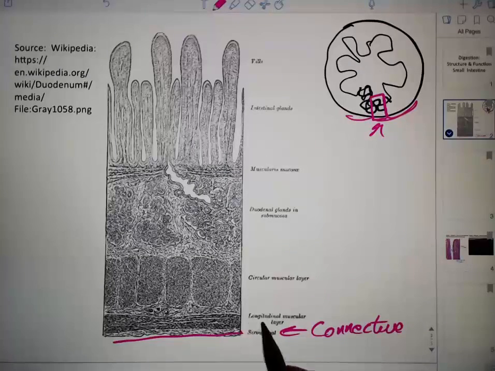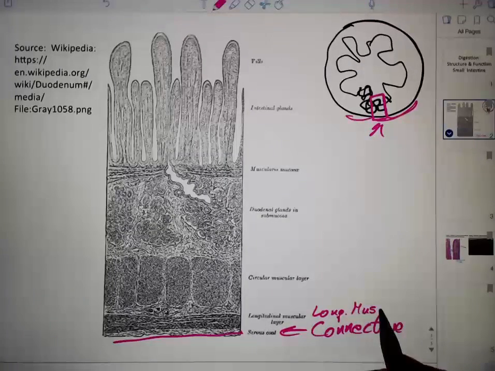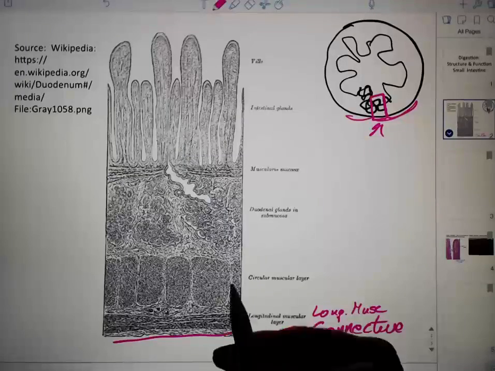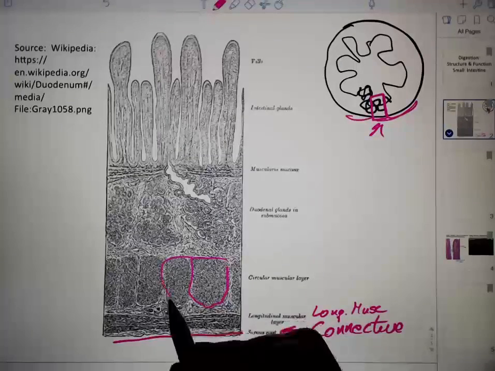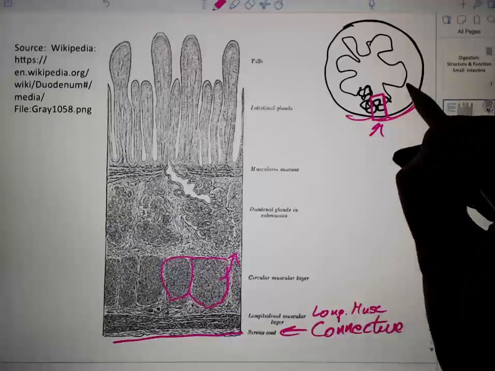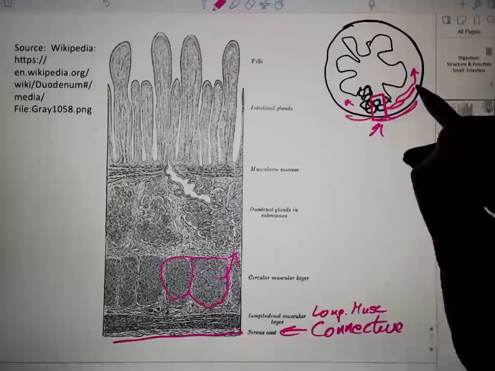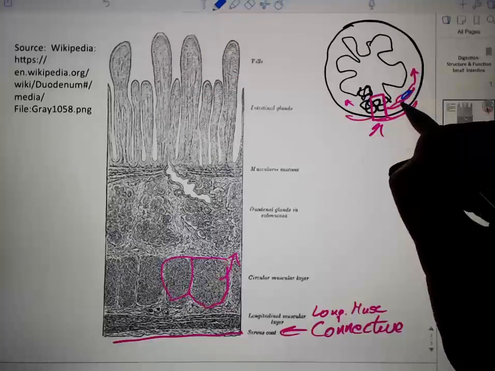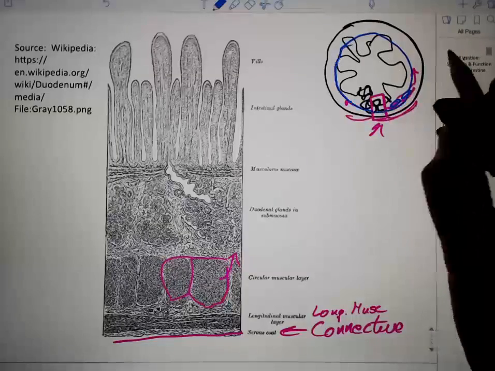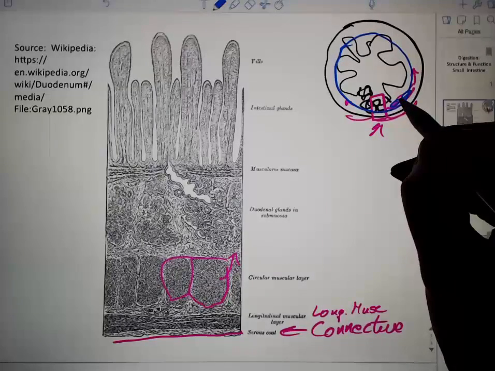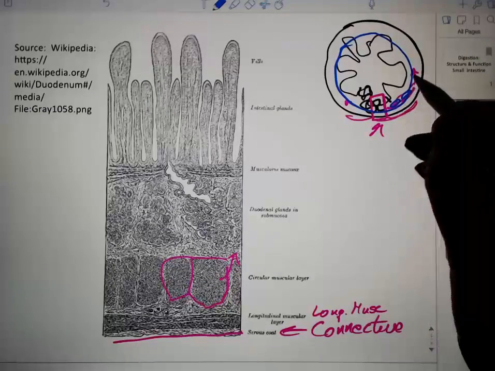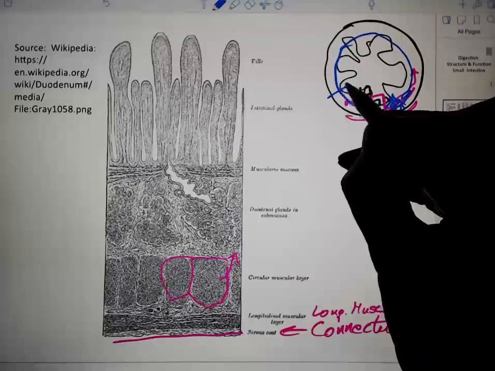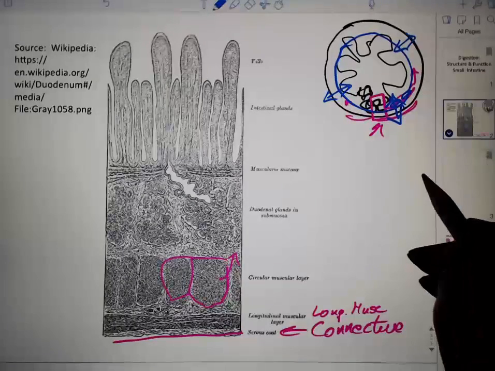Then a longitudinal muscle layer running lengthwise along the intestine, and circular muscles that run around the intestines. When these contract, become shorter, they make the whole intestine narrower. The longitudinal muscles and the circular muscles together can cause churning of the food or segmentation, breaking up the food particles.